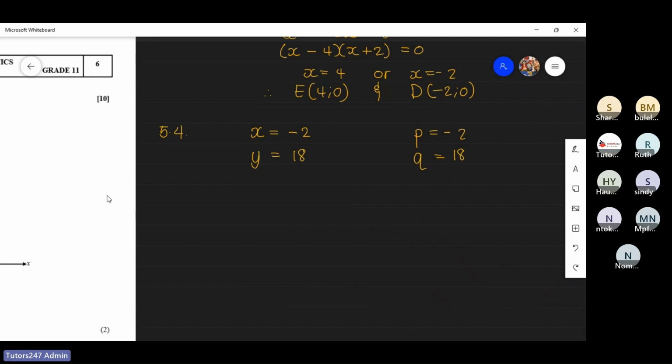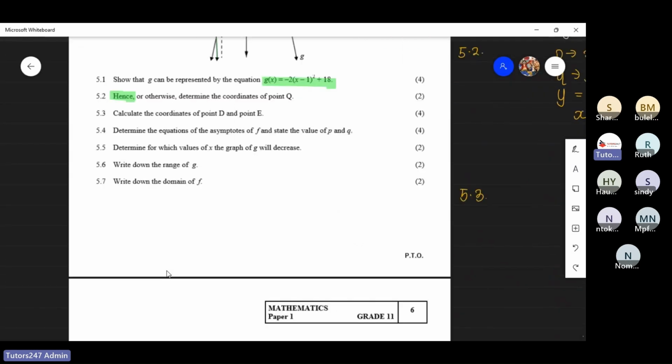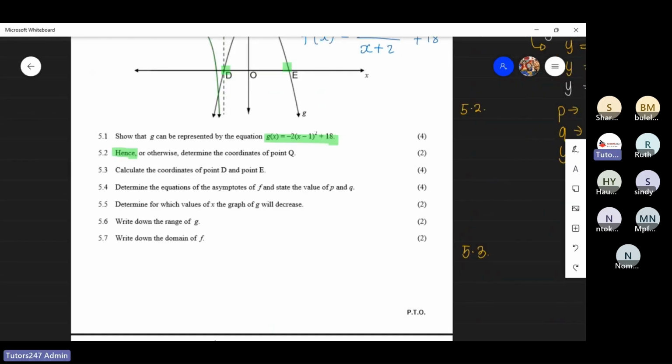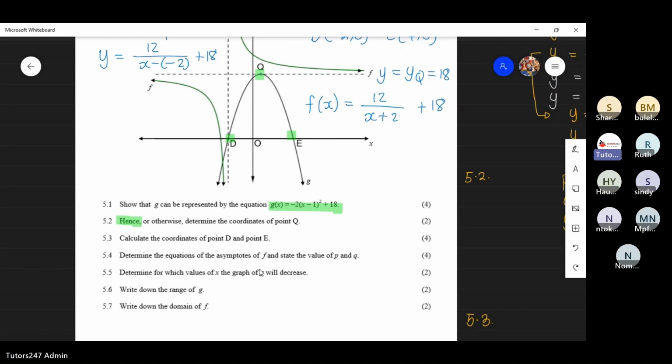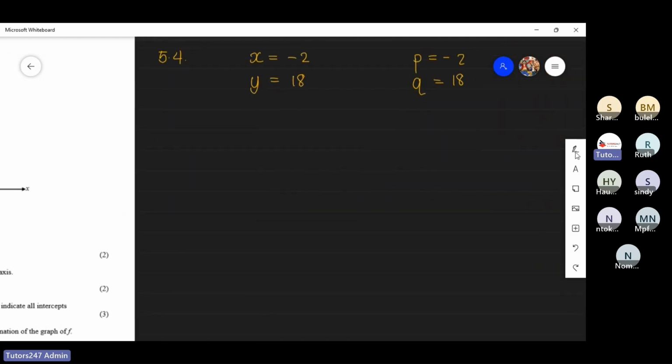Now, let's move over to question 5.5. Now, question 5.5, determine for which values of x will the graph of g be decreasing. Now, the graph of g is a parabolic function. So in order for you to understand increasing and decreasing functions, you need to first think back to your linear function. So let's start with question 5.5.